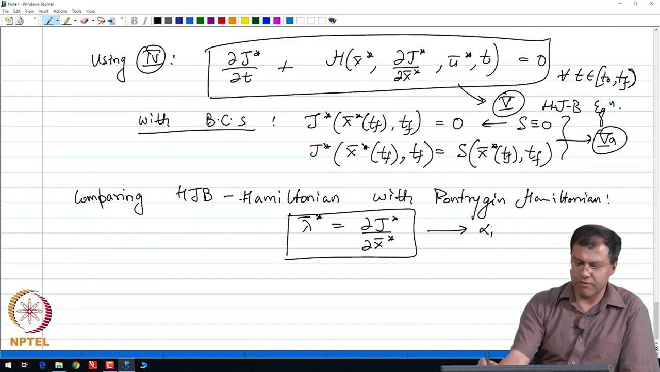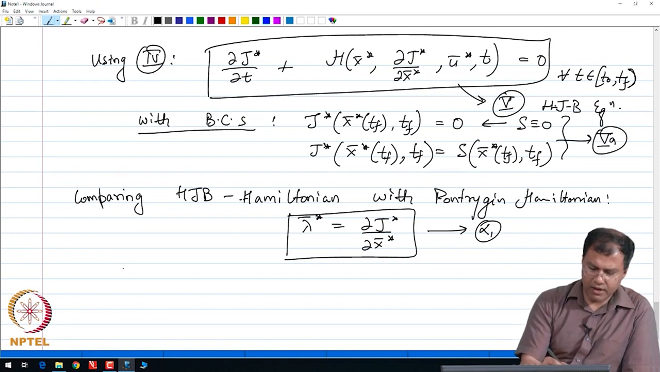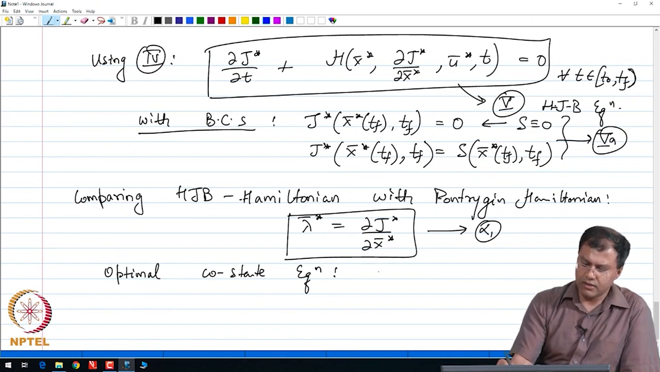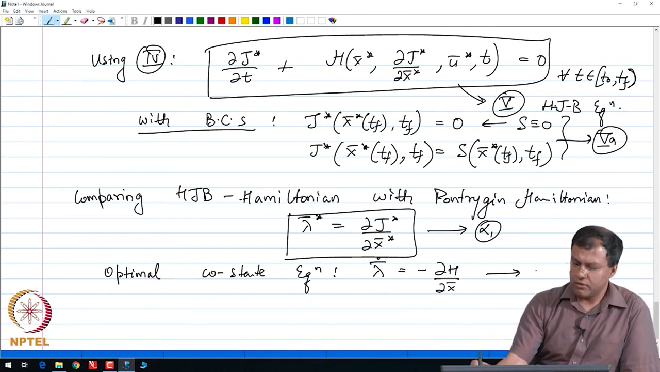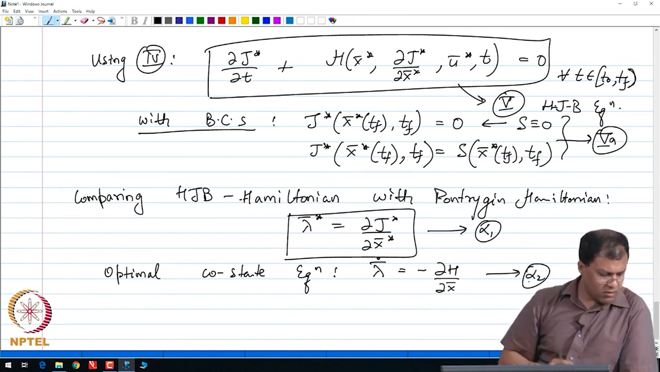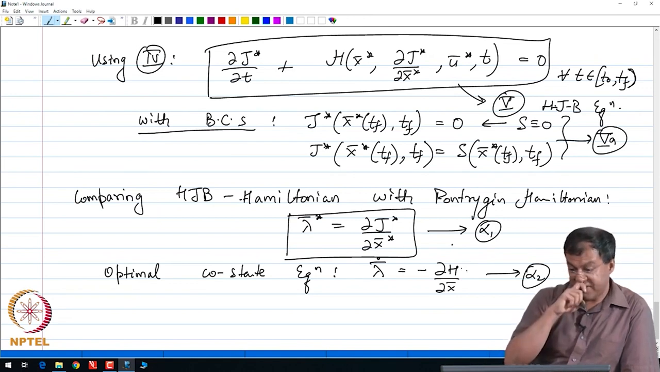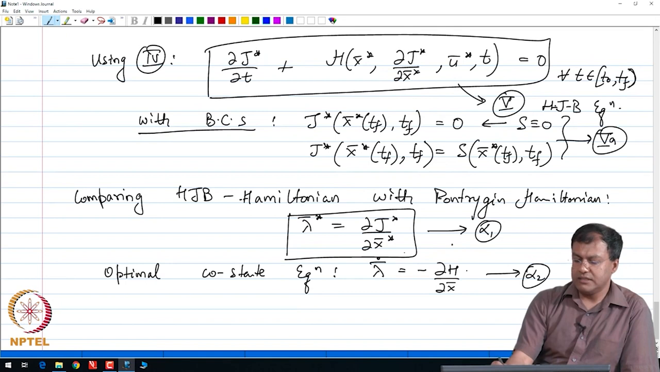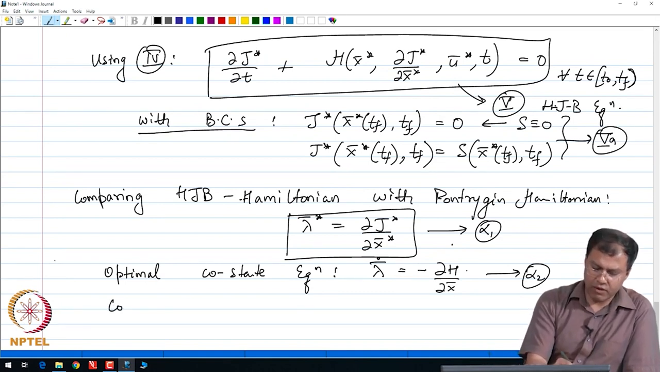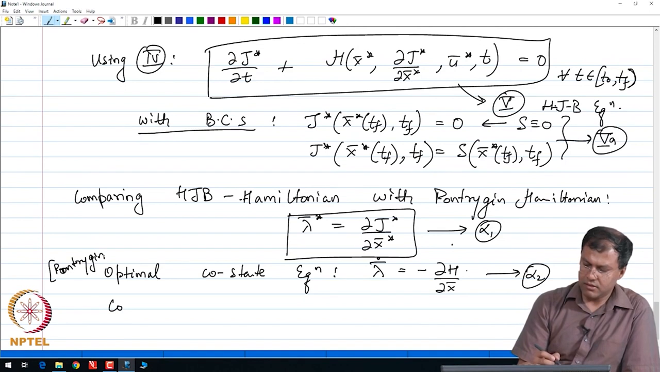So let me call this condition alpha 1, and in that case my optimal co-state equation, which was lambda star dot is minus partial H partial x, which is the same as my Pontryagin setup, so this is alpha 2, right. Or if we are to compare my alpha 1 and alpha 2, we see that we have a relation between J and H, right. So this is from our Pontryagin theory.